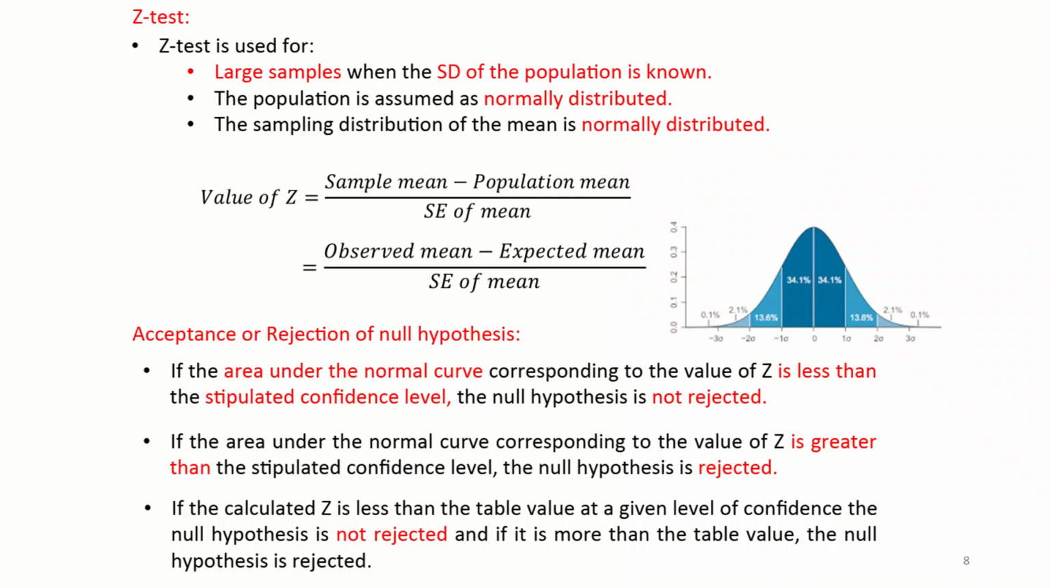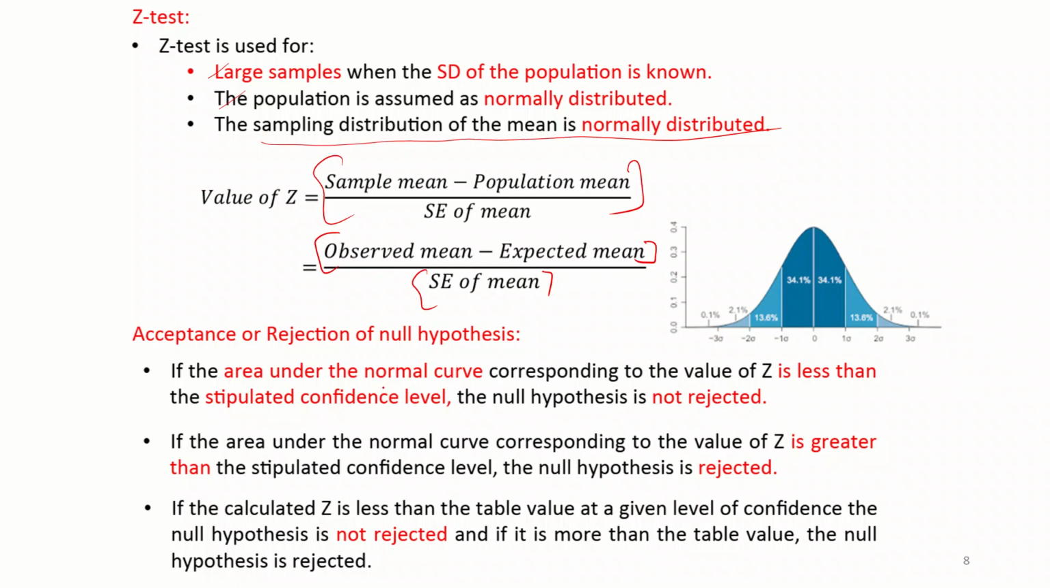Z-test, here it is. In the z-test, it is mostly used for large samples. The population is assumed to be normally distributed, and the sampling distribution of the mean is normally distributed. This is the formula: sample mean minus population mean, divided by the standard error of the mean. Or you can also say observed mean, expected mean, and standard error of the mean.